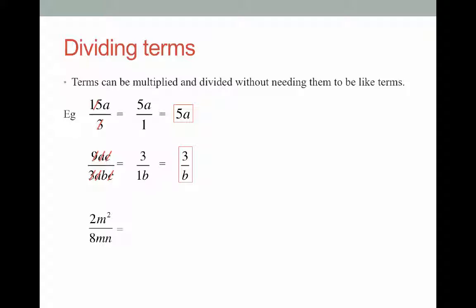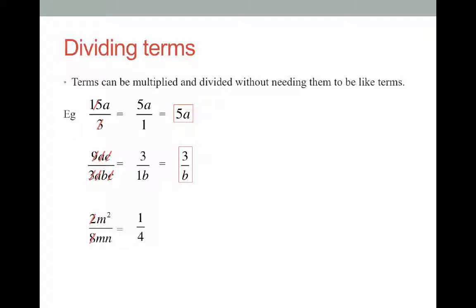Finally, the 2m squared over 8mn. I'm going to begin like I did with the other two. I'm going to start off by cancelling in my numbers. So I'm going to divide both the top and bottom by a common factor, which in this case is going to be 2. So dividing the top by 2 and the bottom by 2, I get 1 over 4.